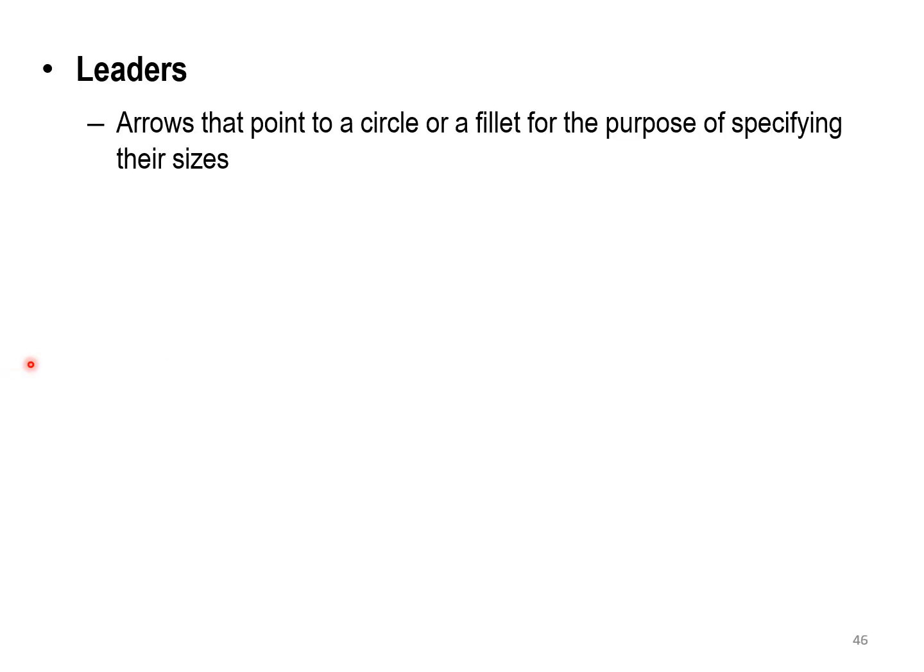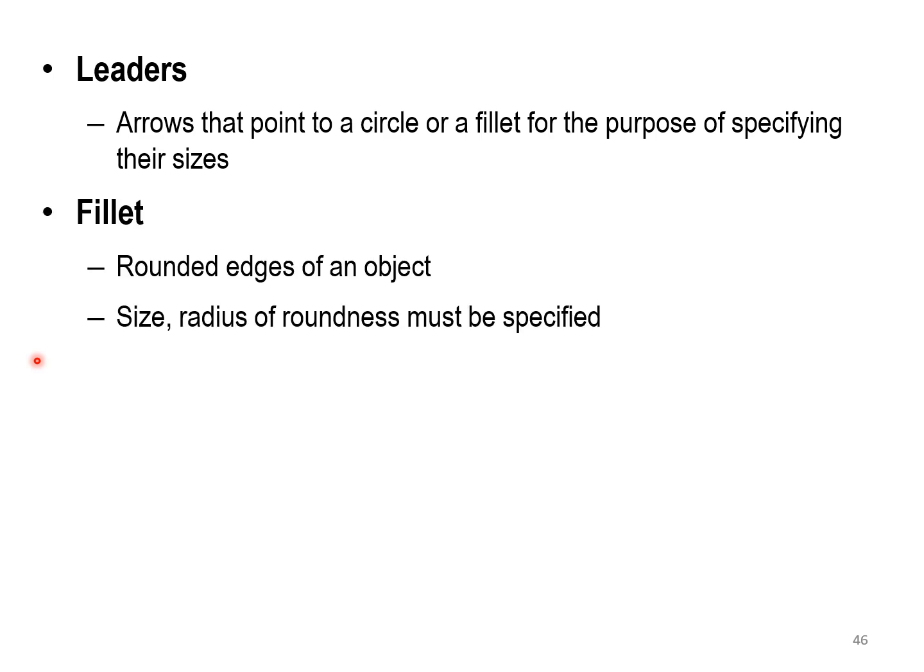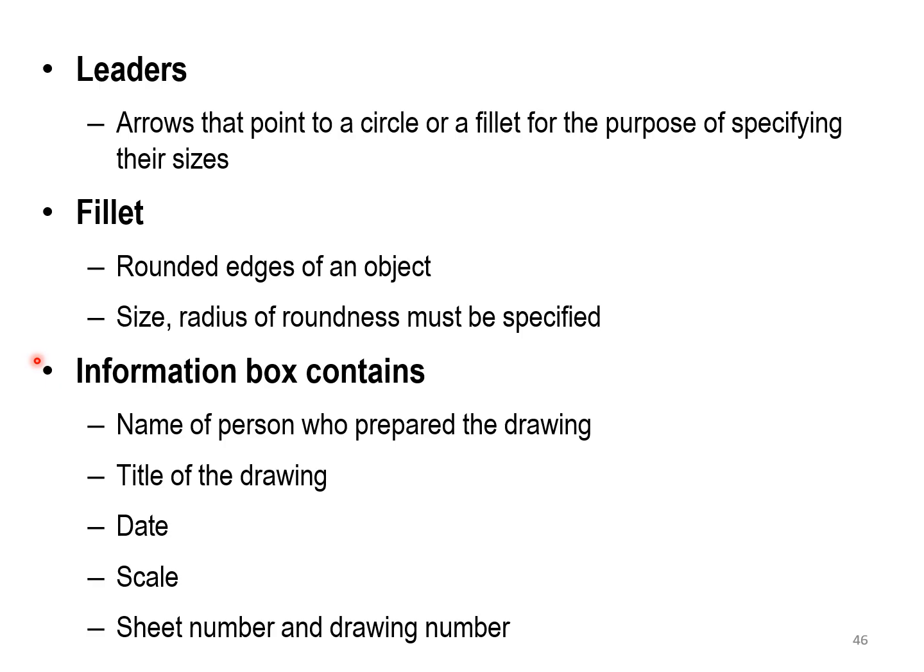Leaders are arrows that point to a circle or fillet for the purpose of specifying their size. For a fillet around the edges of an object, the size, the radius of the roundness, must be specified. The information box will contain the name of the person who prepared the drawing, the title of the drawing, the date, the scale, the sheet number, and the drawing number.